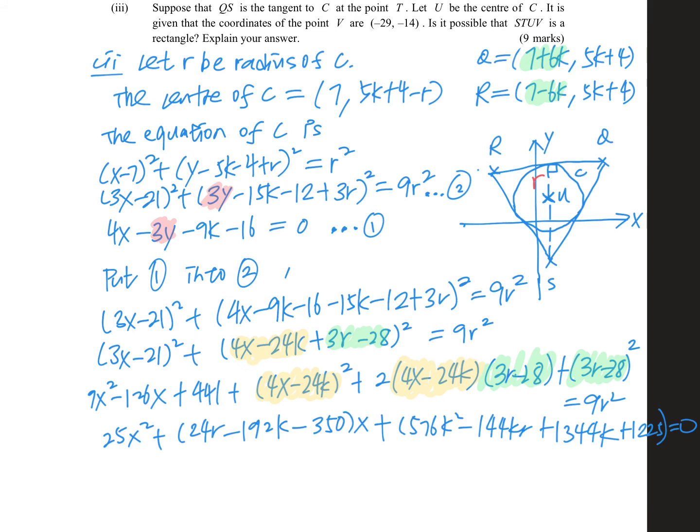So don't forget this equation. This equation will be ax squared plus bx plus c equals 0. So this is a quadratic equation in x. Don't forget this quadratic equation in x is calculating the x coordinates of the points of intersection between QS and the equation of the circle. Since we only have one point of intersection because QS is a tangent to the circle, this quadratic equation in x will have one real root, repeated roots.